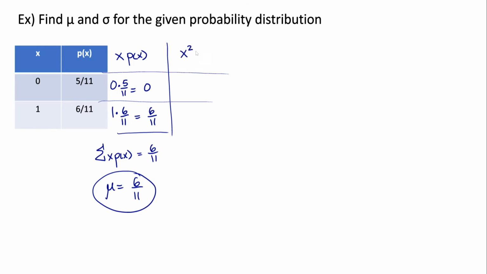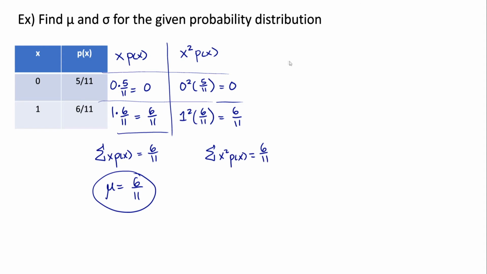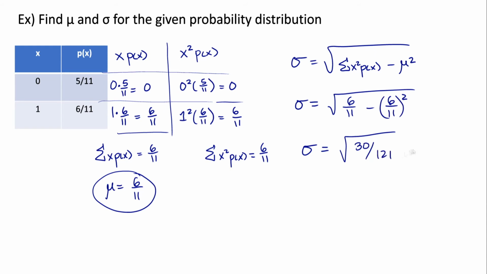So we need to square each x value now and multiply it by its associated probability. So we have 0 squared times 5 over 11, which is 0, and then 1 squared times 6 over 11, which is 6 over 11. And then we add these up, and we end up with 6 over 11. Now we have enough information to plug everything into the standard deviation formula. And we get a standard deviation of 0.4979.